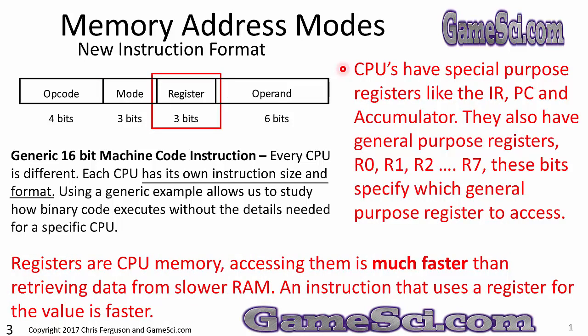CPUs have special purpose registers like the IR, PC, and the accumulator. They also have general purpose registers, R0, R1, R2, R7. These bits specify which general purpose registers to access. Registers are CPU memory. Accessing them is much faster than retrieving data from slower RAM. An instruction that uses a register for the value is faster. 3 bits for the register, 2 to the third power is 8. That means we can access up to 8 general purpose registers.